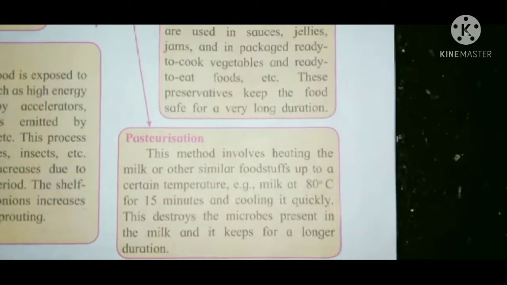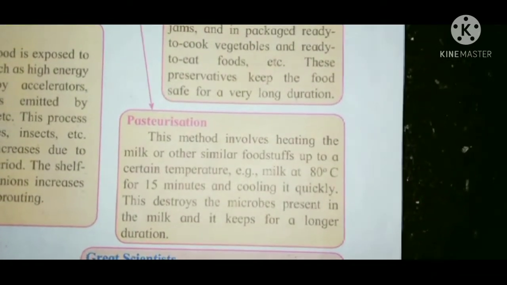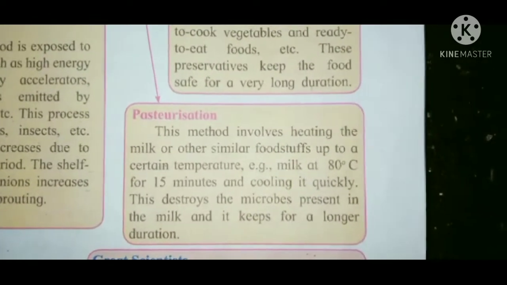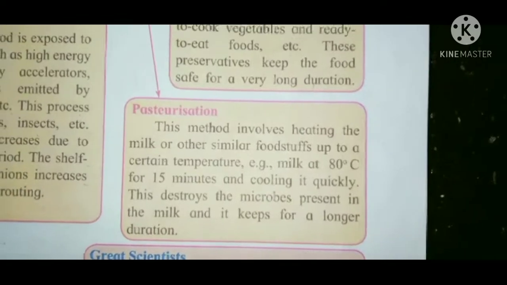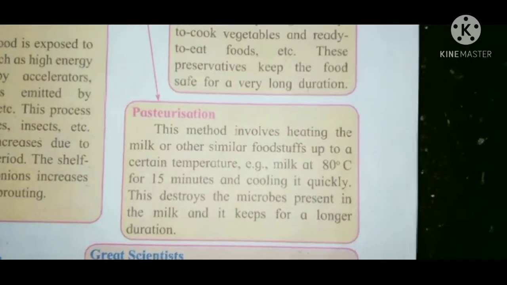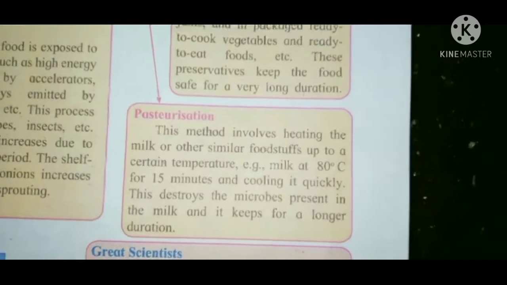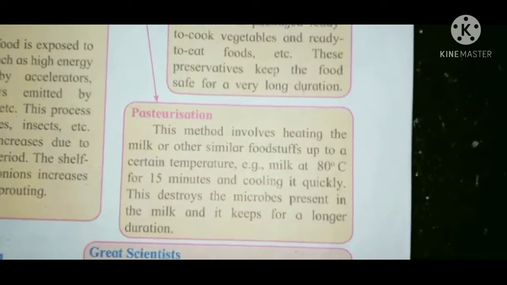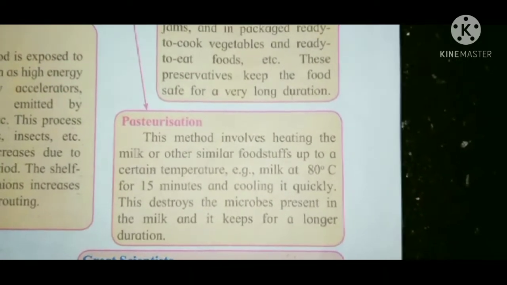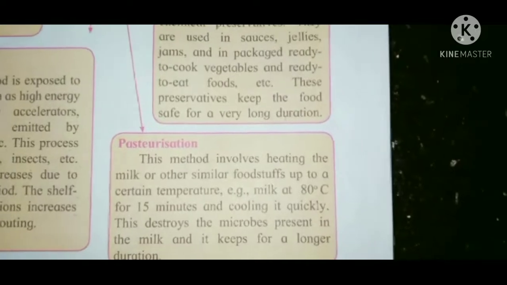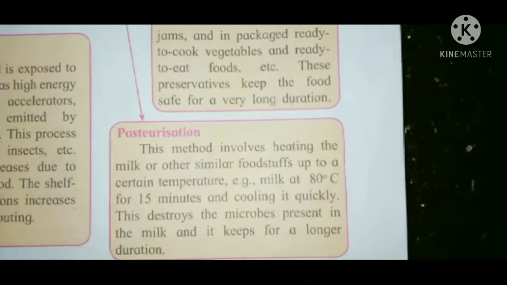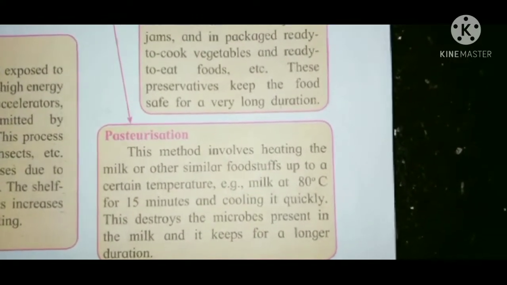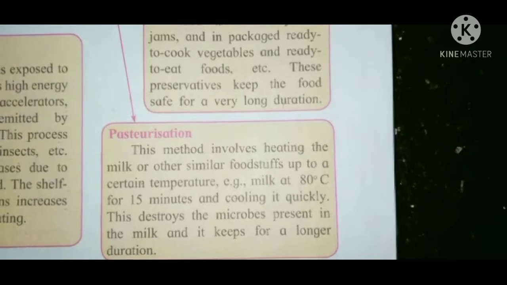This method involves heating the milk or other similar foodstuffs up to a certain temperature. For example, milk at 80 degrees Celsius for 15 minutes, and cooling it quickly. So this destroys the microbes present in the milk and it keeps for a longer duration. So this is the reason why we boil the milk. So while boiling the milk, boil it at 80 degrees Celsius, that means for 15 minutes.